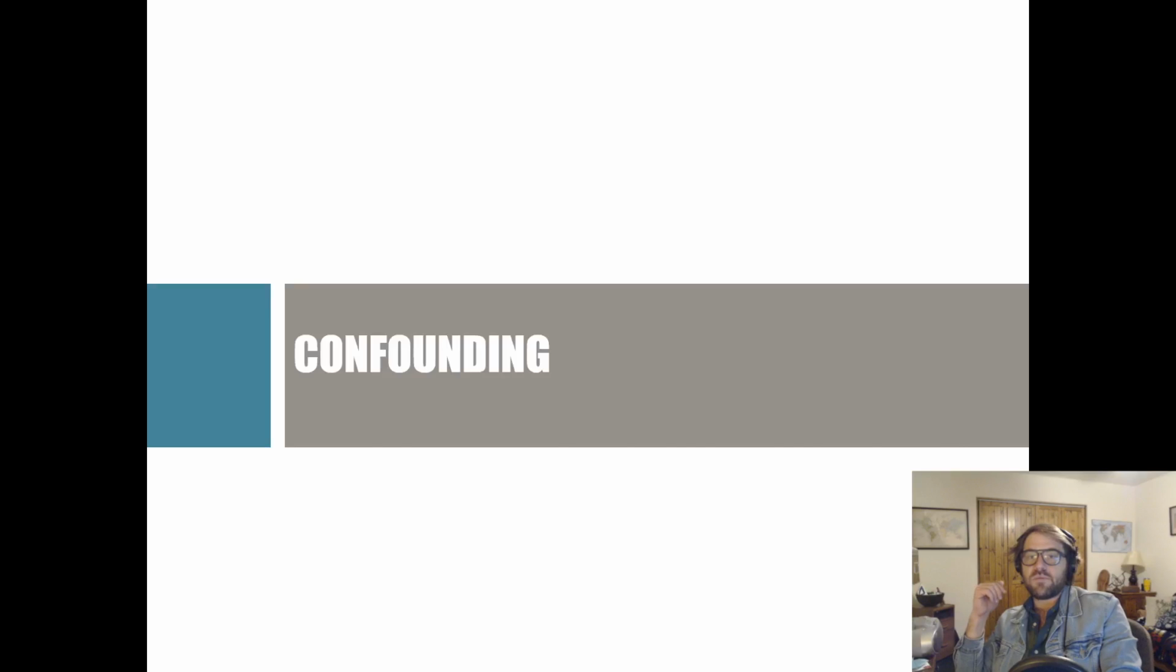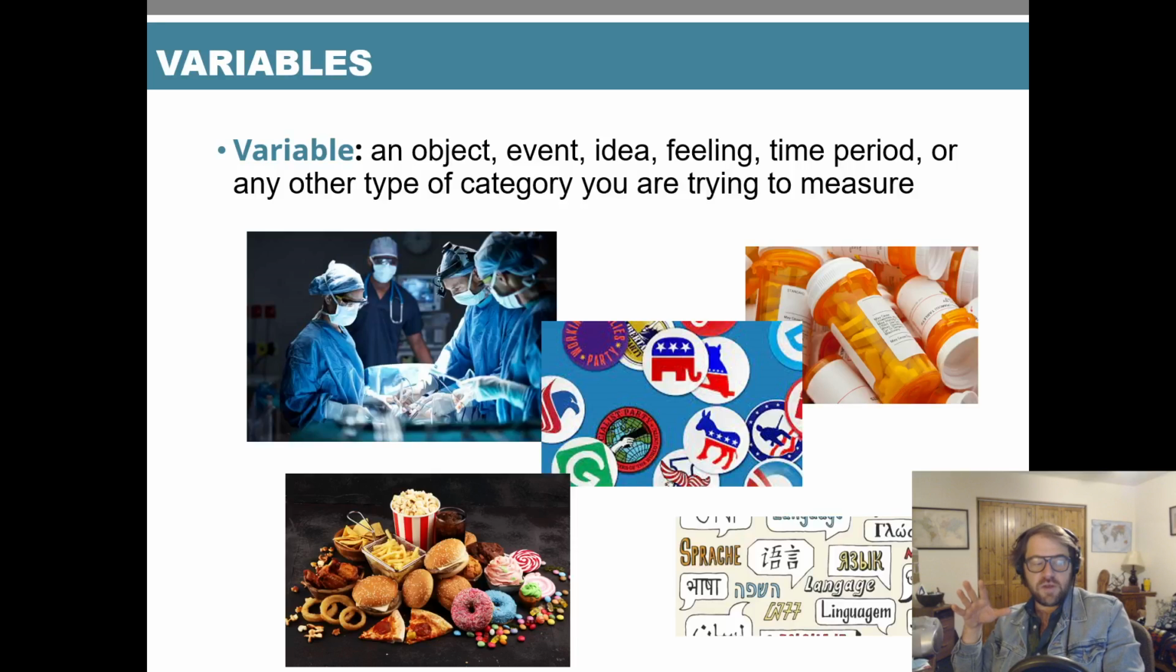Let's talk about confounding. So what is a variable? We've talked about this, but a variable is an object, event, idea, a feeling, a time period, or whatever that you're trying to measure. It could be a new surgical procedure compared to the old surgical procedure, so invasive surgery versus some sort of laparoscopic procedure. Political party affiliation. A new drug, a different milligram prescriptions of that drug. So 0, 10, 20, 30 milligrams.